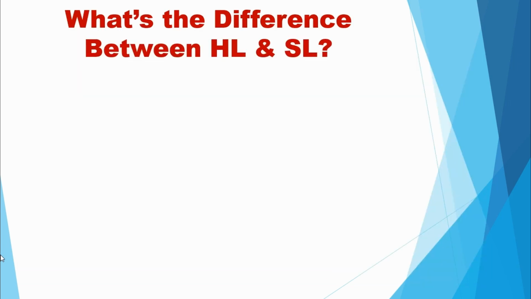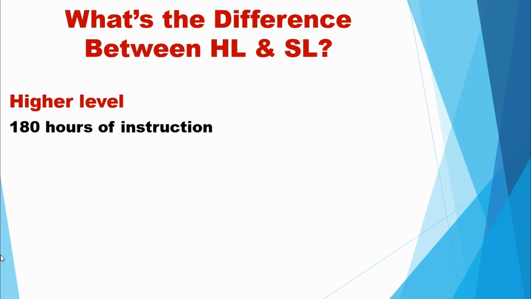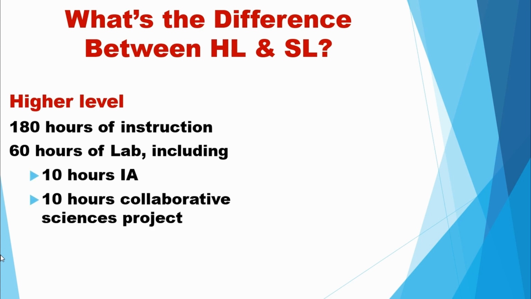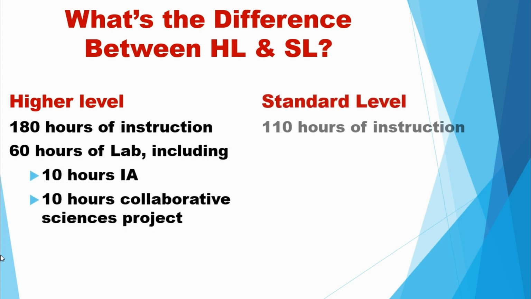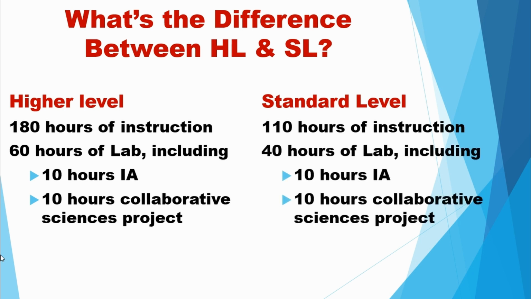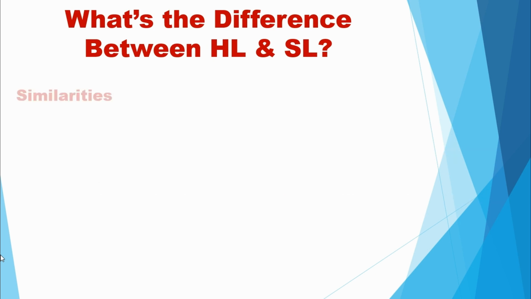The big difference between higher level and standard level is the amount of time that goes into the course. Higher level students over the course of 2 years will have 180 hours of instruction and 60 hours of lab work. Standard level students over the course of 2 years will have 110 hours of instruction and 40 hours of lab work. You'll see that the expectations for the internal assessment and the collaborative sciences project are the same for all IB physics students. There are a lot of similarities between the two courses.